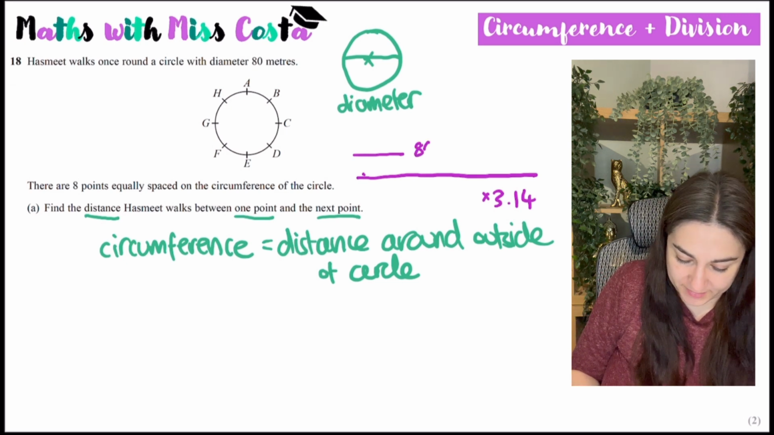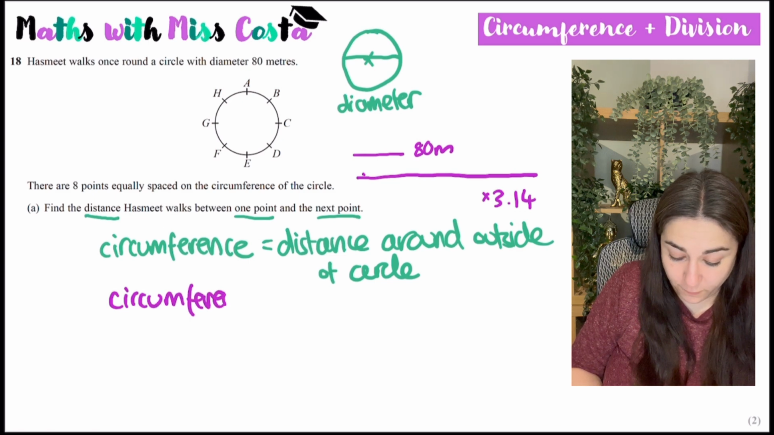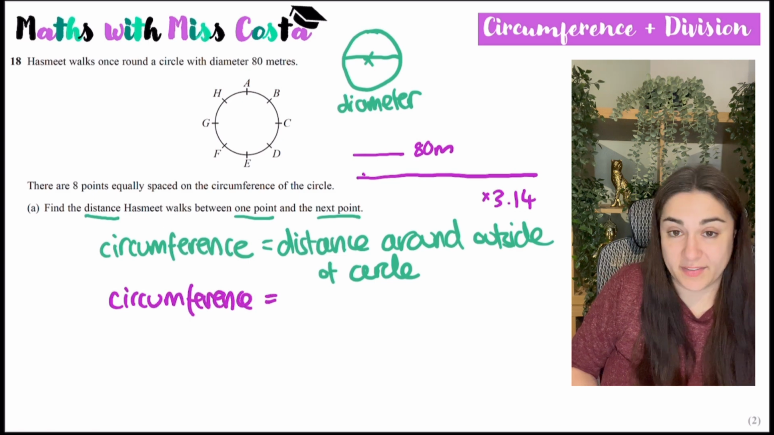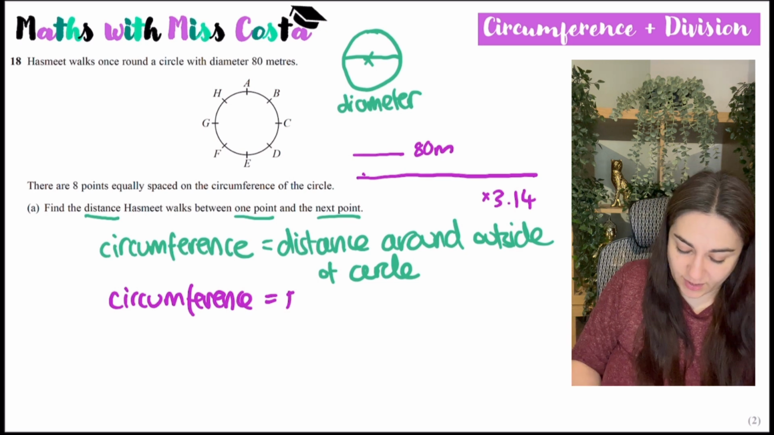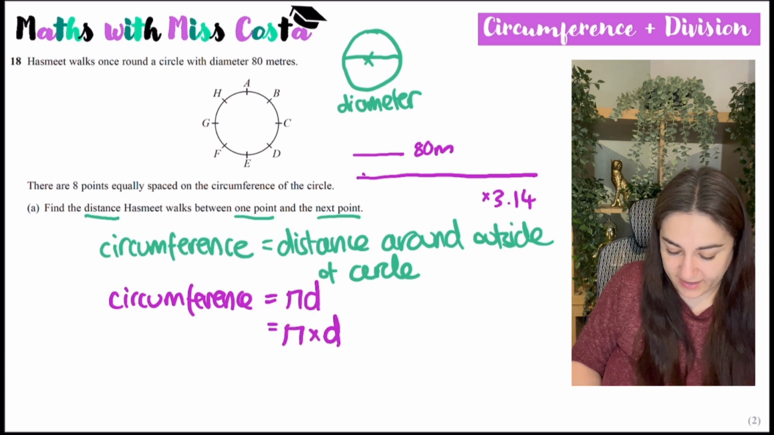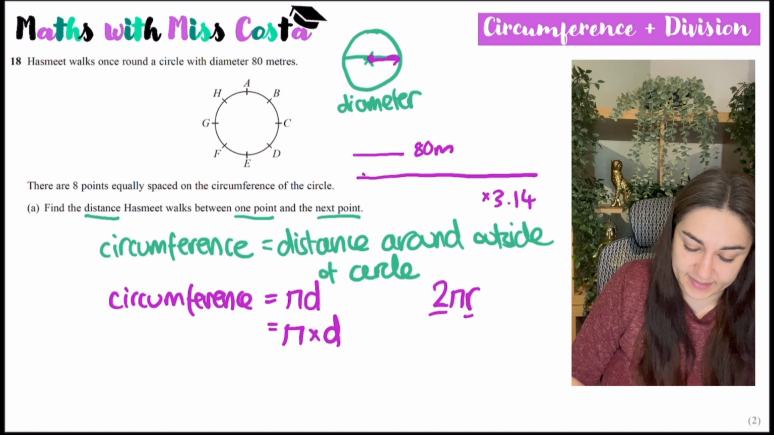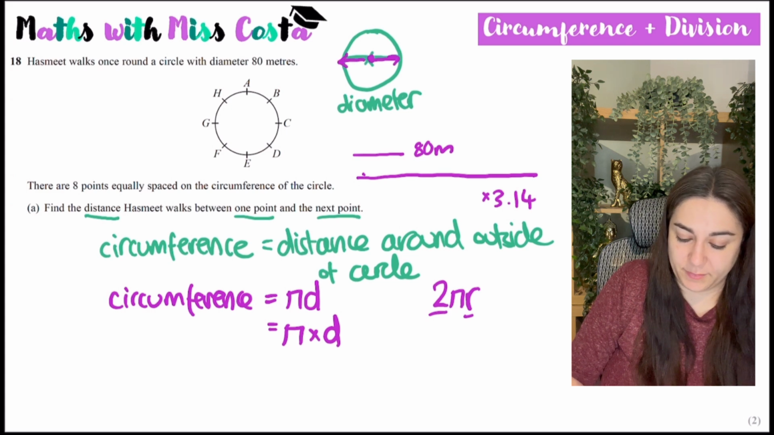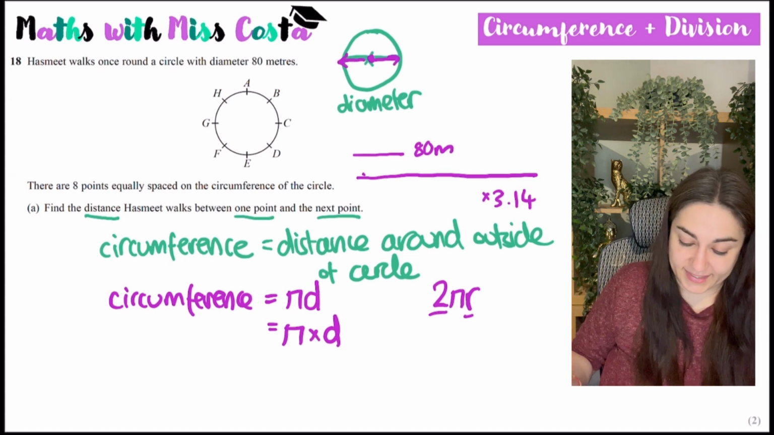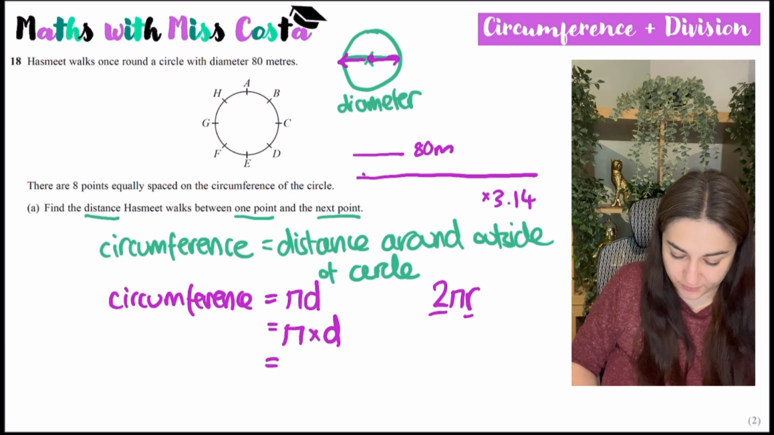So I know that my diameter is 80 meters, and I can work out the circumference by the formula. And this is a formula that you're shown on your formula sheet. So the circumference is pi d, which means pi times the diameter. It might also sometimes be shown as 2 pi r, because the radius is from the center to the outside, and 2 lots of the radius is the same as 1 lot of the diameter. So to work out the circumference of a circle, I'm going to do pi times 80.